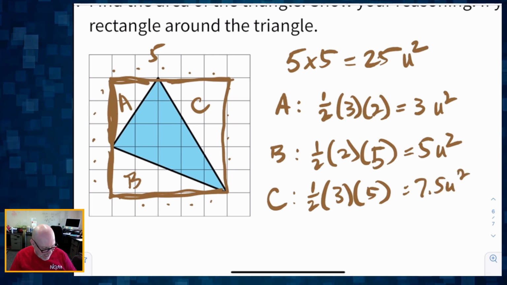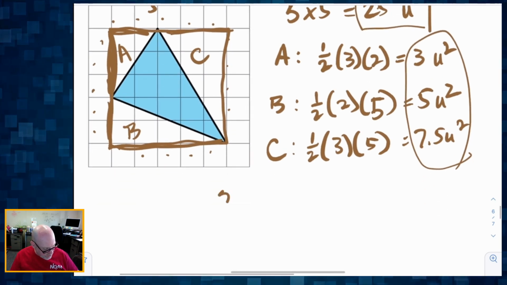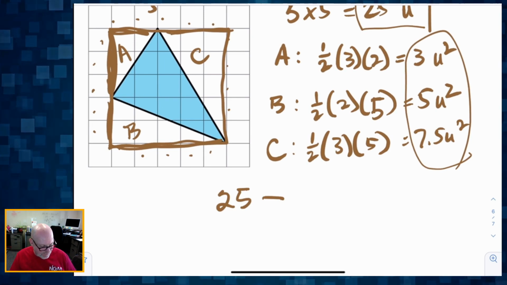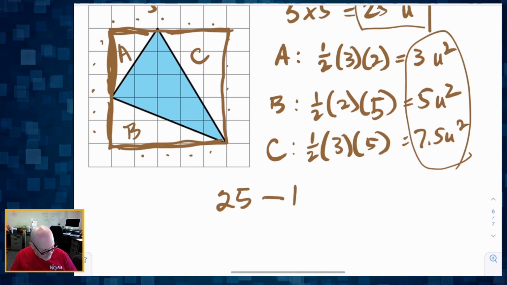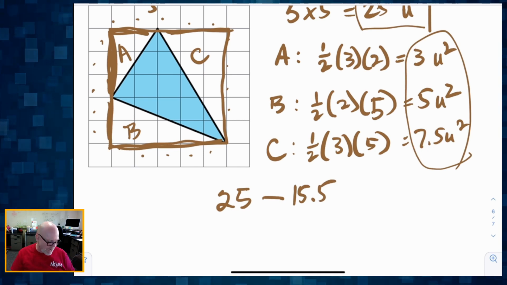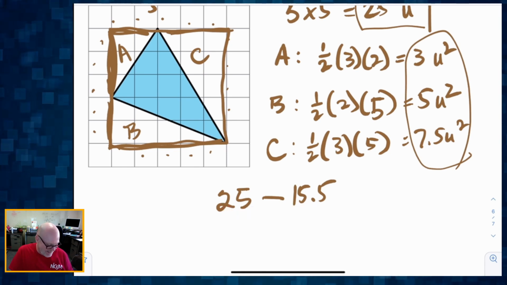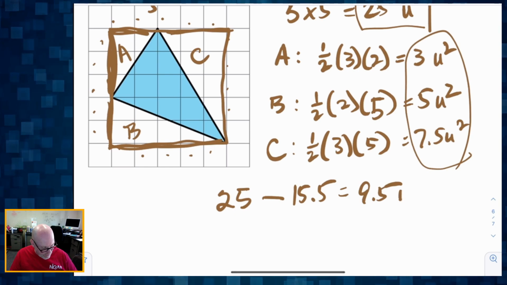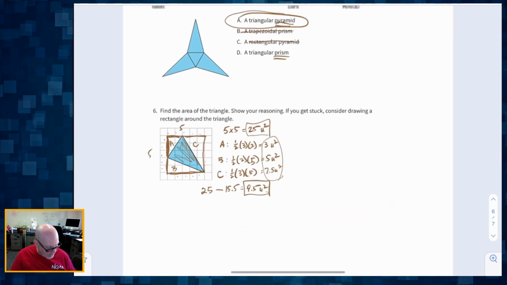So now what I need to do is add all of these and then subtract it from 25. So 25 take away, so to speak. 3 plus 5 is 8. Plus another 7 is 15, plus that half. So it's going to be 15.5. So 25 take away 15.5. Well, 25 take away 15 is 10, but then we have to subtract a half more. So that's going to be 9.5 units squared is our remaining blue area right there.